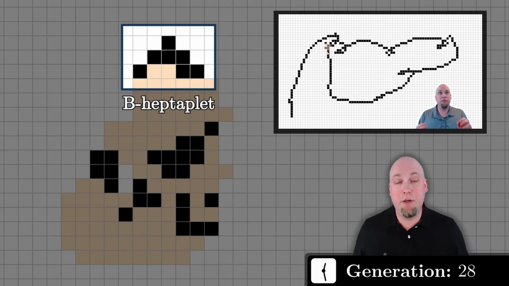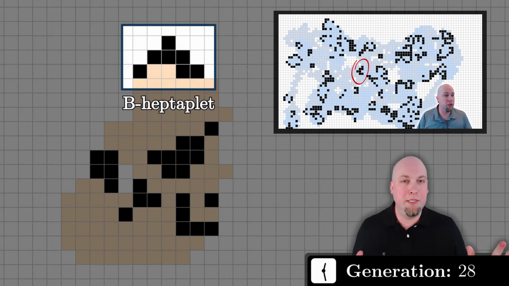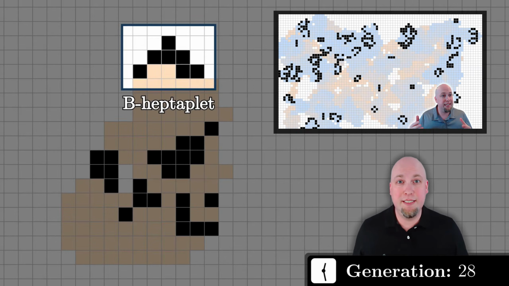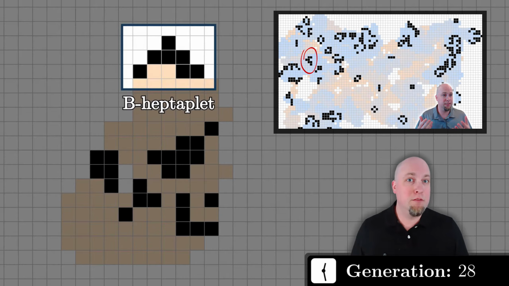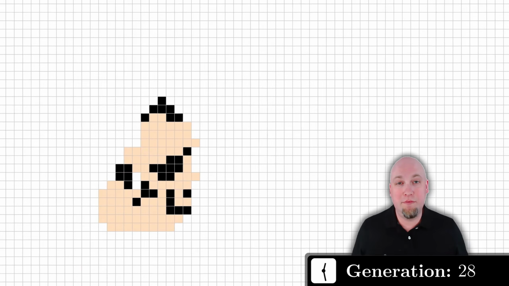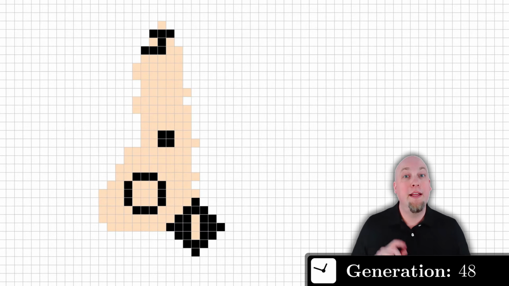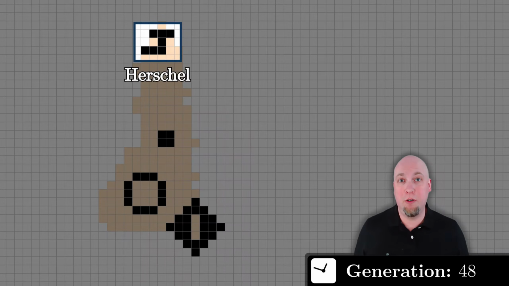In that previous video, I tried to convince you of the fact that B heptominos appear all over the place. So the upshot of this is that it's very easy to generate B heptominos or B heptaplets, basically the same thing. Let's see what happens now if we evolve this for another 20 generations. Now, finally, at this point, we see the star of the show. That 7-cell configuration at the top there is a Herschel, and that's the object that we're going to be moving around tracks to build oscillators and guns in this video.